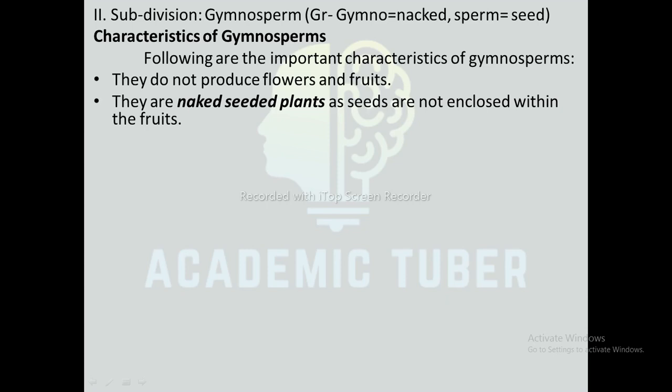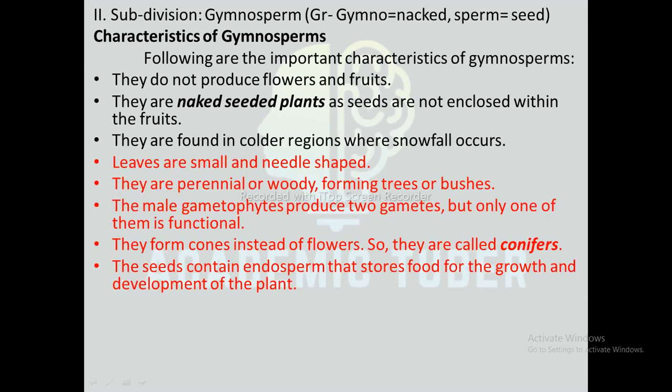Subdivision Gymnosperm. They do not produce flowers and fruits. They are naked seeded plants as seeds are not enclosed within the fruits. They are found in colder regions where snowfalls occur. Leaves are small and needle-shaped. They are perennial or woody, forming trees or bushes.